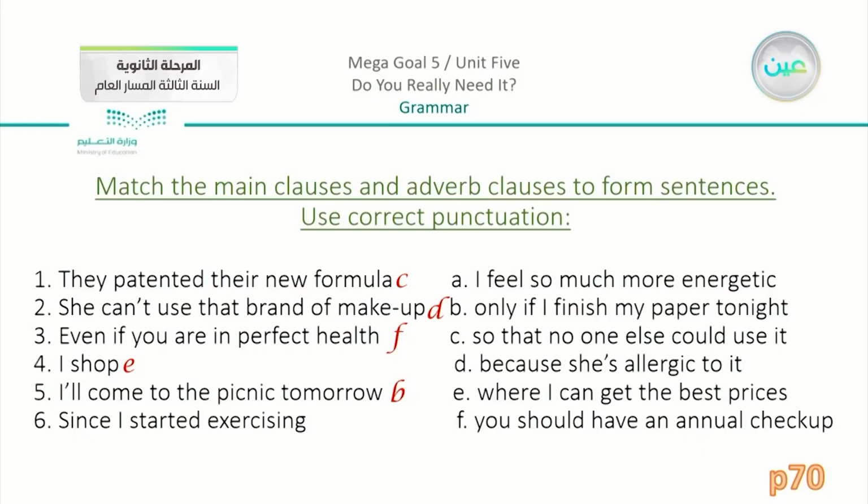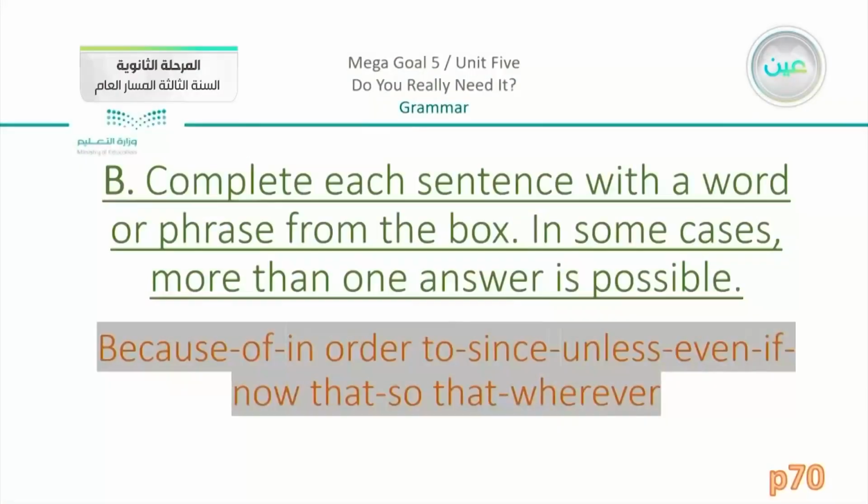The last part, which is going to be 6, since I started exercising. So since we are connecting to something that has a result of exercising, we are going to see I feel so much energetic. So we have here A is the suitable answer for the last part. Now moving on here, we have the other exercise, also on page number 70. Now complete each sentence with a word or phrase from the box.